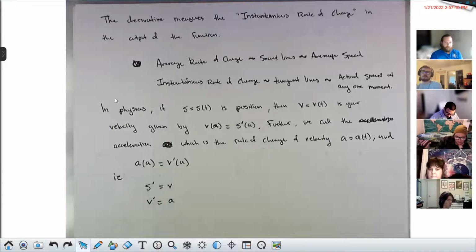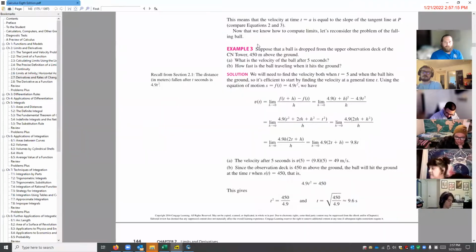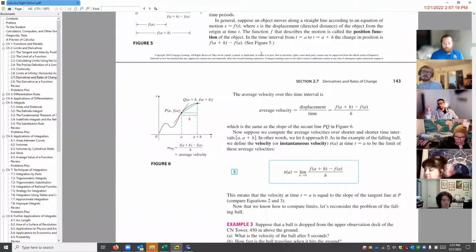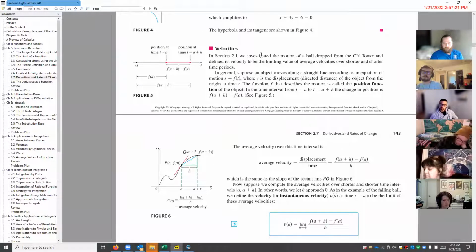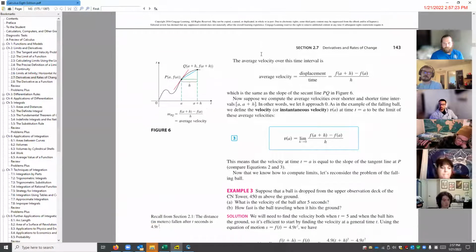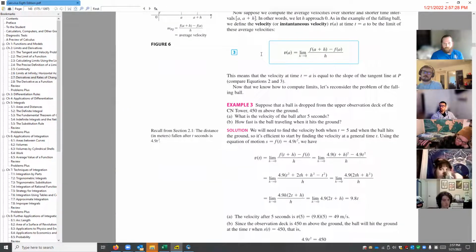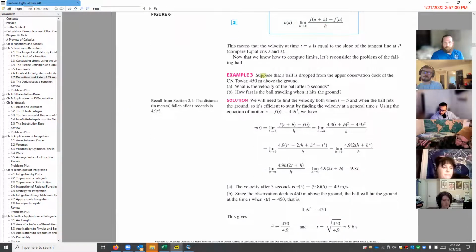All right, let's try to demystify some of this crappy notation and spelling with an example. So is that the first one? Do we have a better one? Okay. So a ball is dropped from the upper observation deck of CN Tower, 450 meters above the ground. We want to find the velocity after 5 seconds, and we want to know how fast the ball is going when it hits the ground.